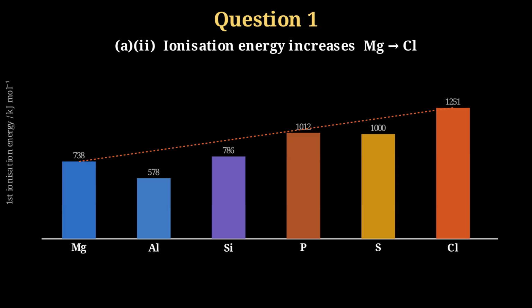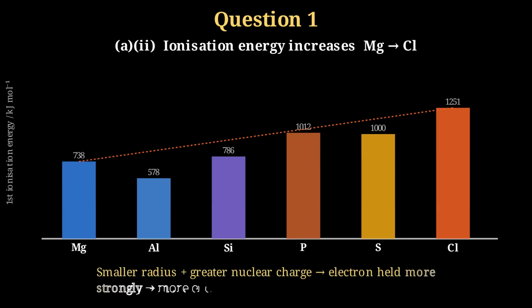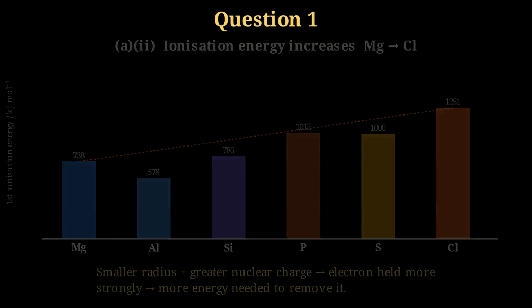Don't worry about the small dips at aluminium and sulfur. KCSE only wants the overall rising trend. So, smaller radius and greater nuclear charge means the electron is held more strongly, so ionization energy increases.